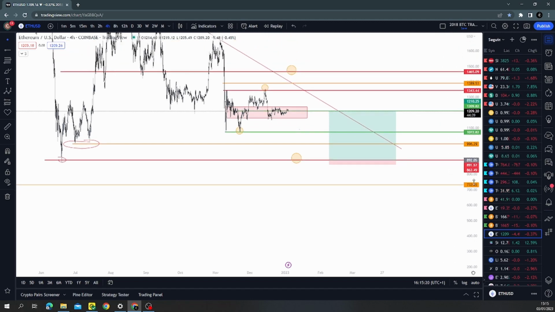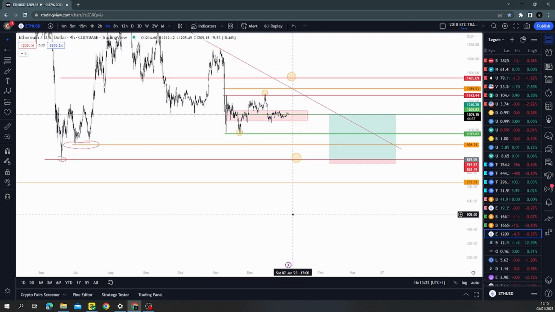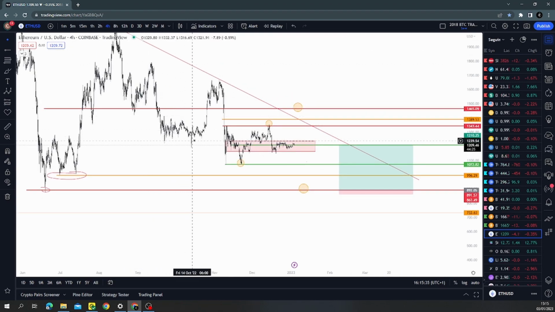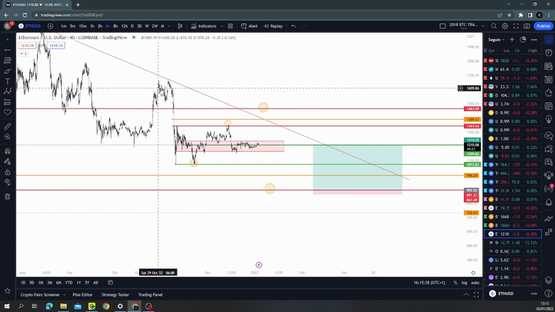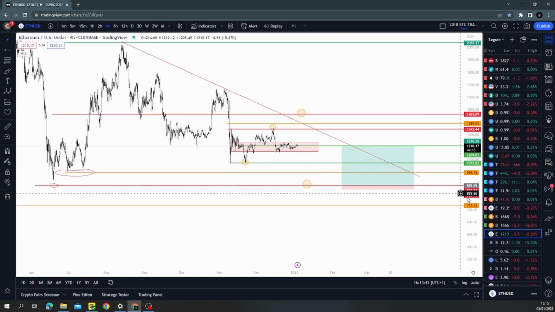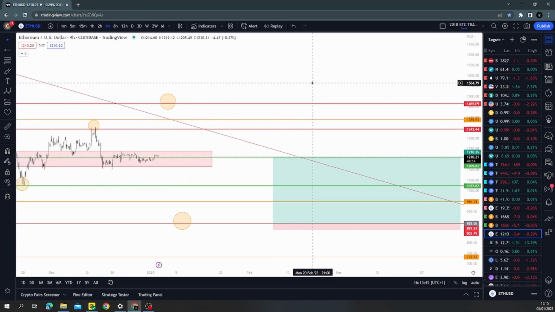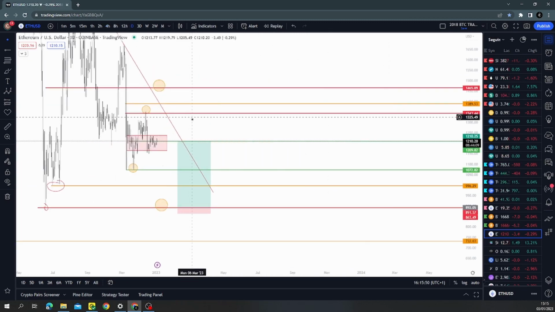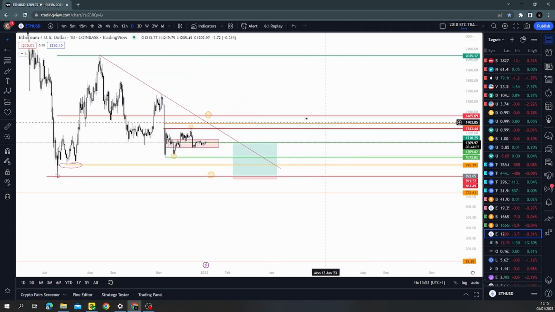Remember, the price never goes straight in one direction. It always moves like a wave. Up, down, up, down. You see here, break down, up, down, up, down. It never goes in a straight line. Clear? We have our points for short and our points for long.